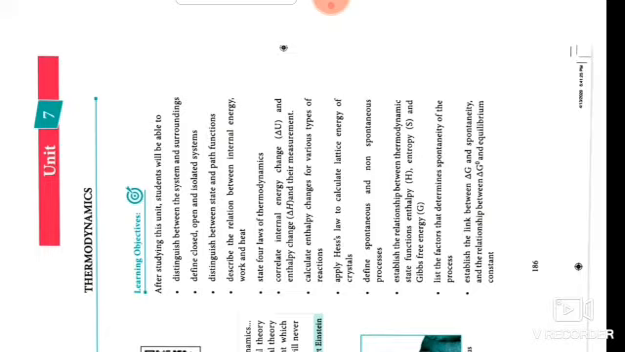Next, what is meant by enthalpy change of various types of reaction? Next, how to apply Hess's law to the calculation of lattice energy of a crystal. Next, what is meant by spontaneous and non-spontaneous reactions, and what is meant by Gibbs free energy, that is delta G. These are all we are going to learn in this chapter.